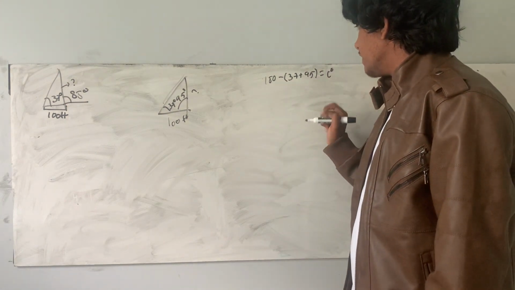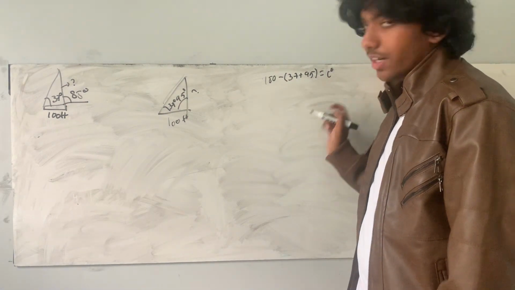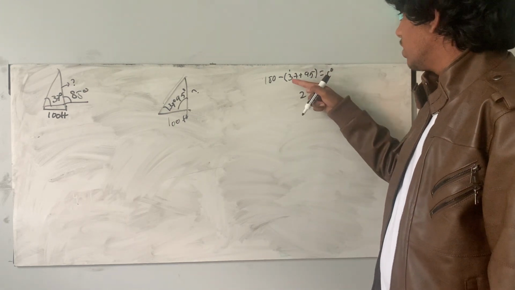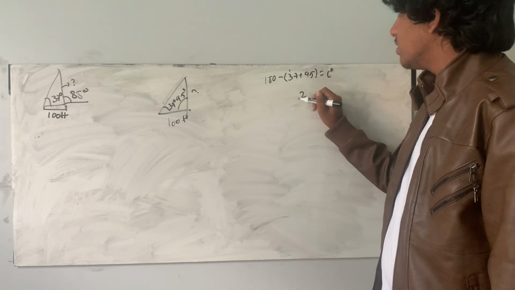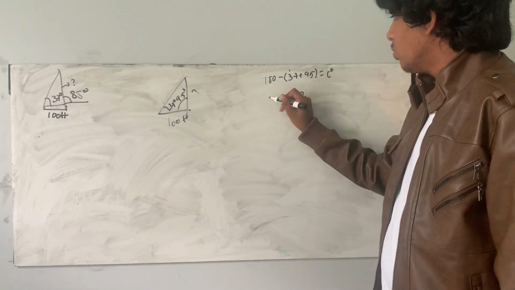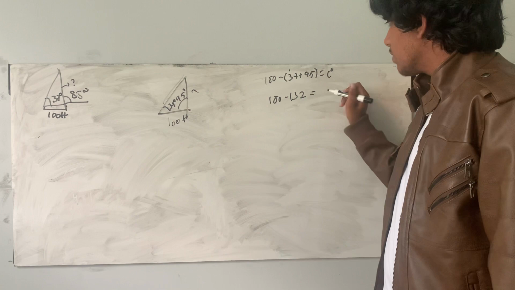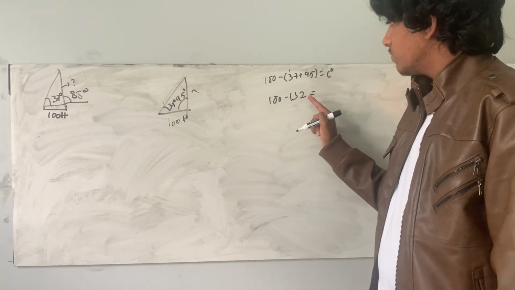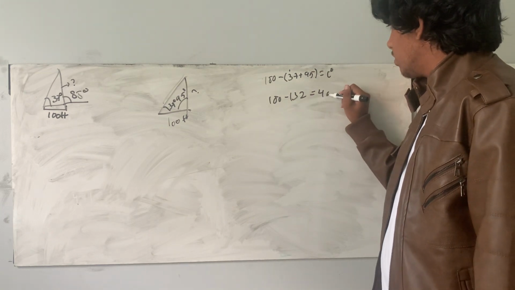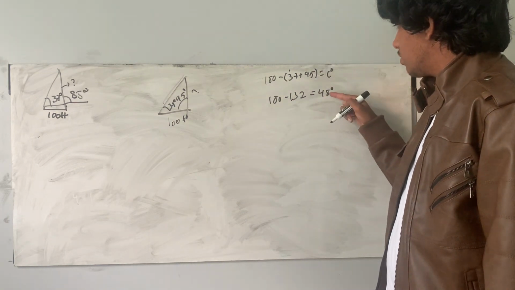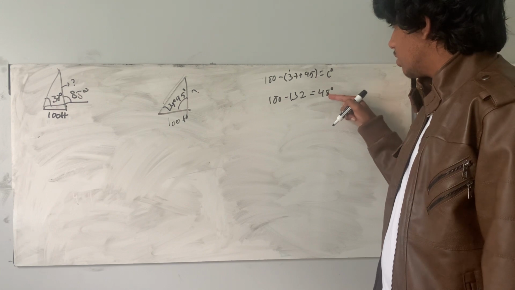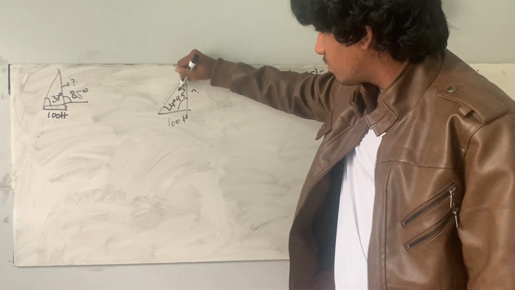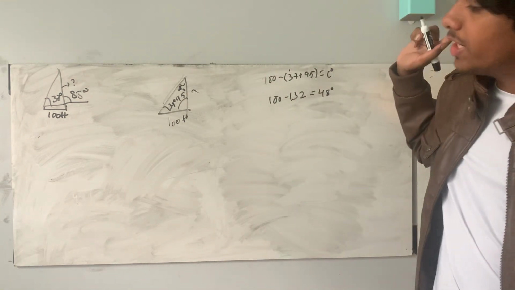So 37 plus 95, let's do some quick arithmetic. We're going to put a 1 there. It's going to be 2. 4 plus 9 is 13. 132. 180 minus 132, let's see here. That's 48 degrees. Yeah, 48 degrees. So this is 48 degrees. Right? So now we can use law of sines.